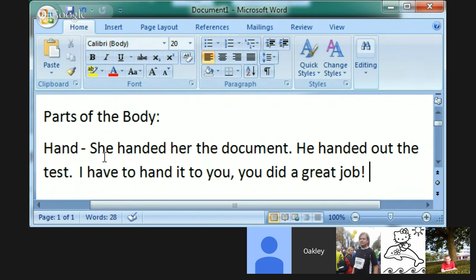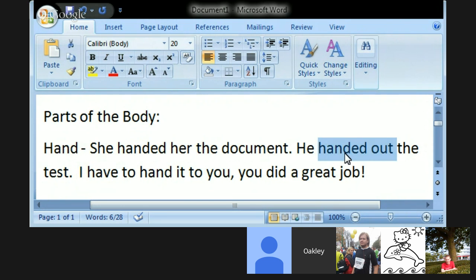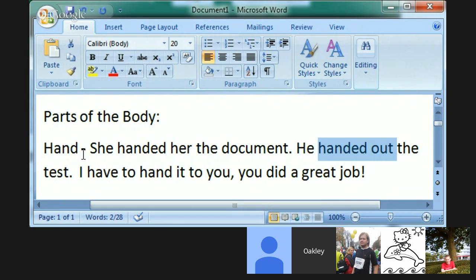Okay, so, all right. Hand, part of the body, a very straightforward noun. It's got an idiomatic meaning. It's got phrasal verbs attached. Lots of verb variations for this, what's normally thought of as a noun. All right, let's try another one.